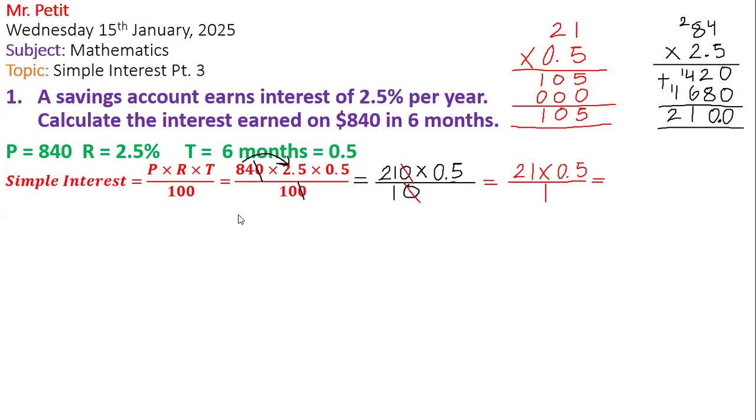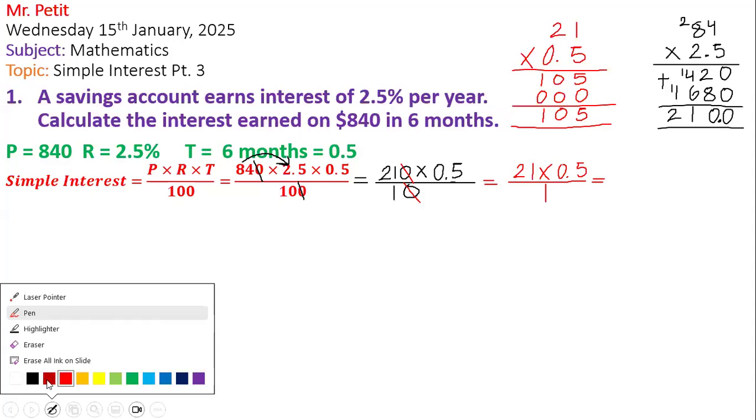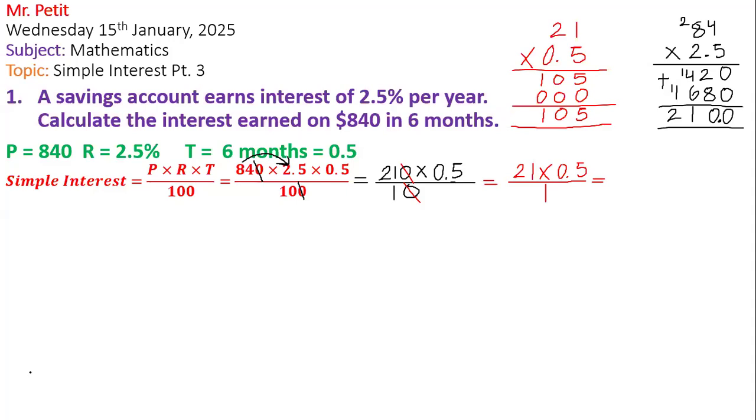Isn't the answer 105? No, it's 10.5. Remember, we have a decimal point there, right? So what does that mean? We have one decimal number behind it. So you have to put the point right there. It's going to be 10.5.